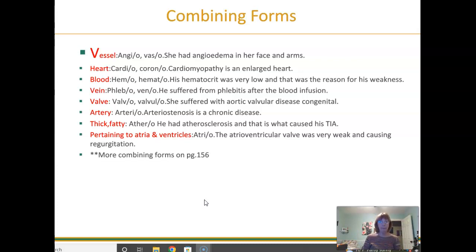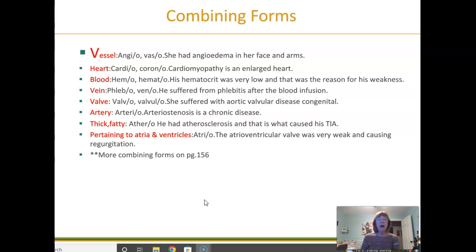Vein, phlebitis. Phlebitis is an inflammation of the vein, and you can get it if you have an IV. You can get it from any sort of injury to the vein, like if something hits your arm or your leg, you can get a phlebitis. The other one is ven for vein, V-E-N-O, veno, okay, veno. So look at how they're using these in the sentence and what they're asking for.